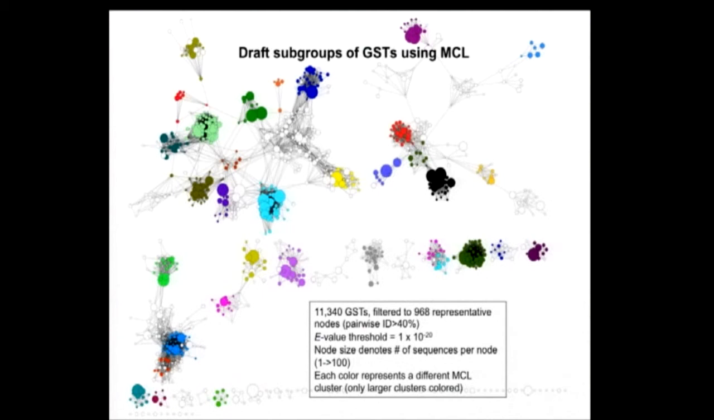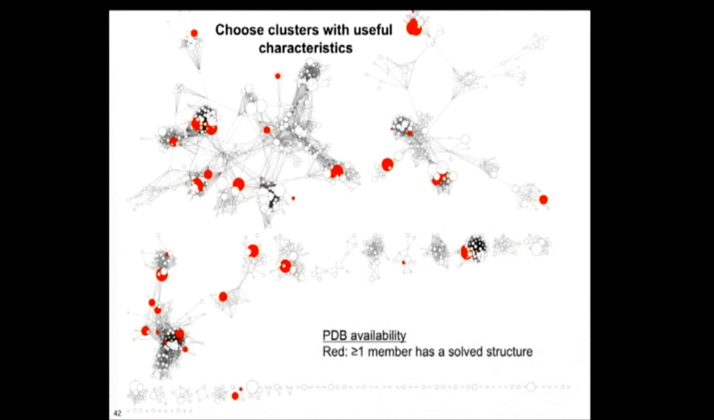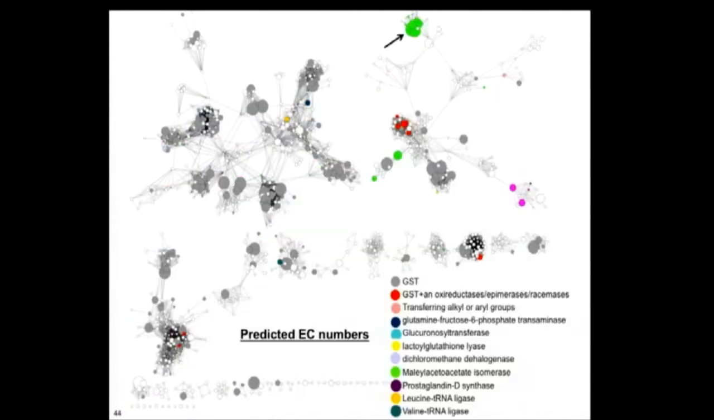And this is, again, the glutathione transferases. This time we're looking at the MCL clusters. I've only colored the biggest clusters just because they're easier to see. And the node size denotes the number of sequences per node. And then what we want to do is associate interesting and useful characteristics with that clustering. And this is just to give you some examples. We look at the availability of structures. If we have groups in here that we really want to know about, we don't have a structure, we can go get it. Here's phylogenetic diversity. Here's predicted enzyme commission numbers. They're a proxy for known reactions. There are very few that we know anything about here.